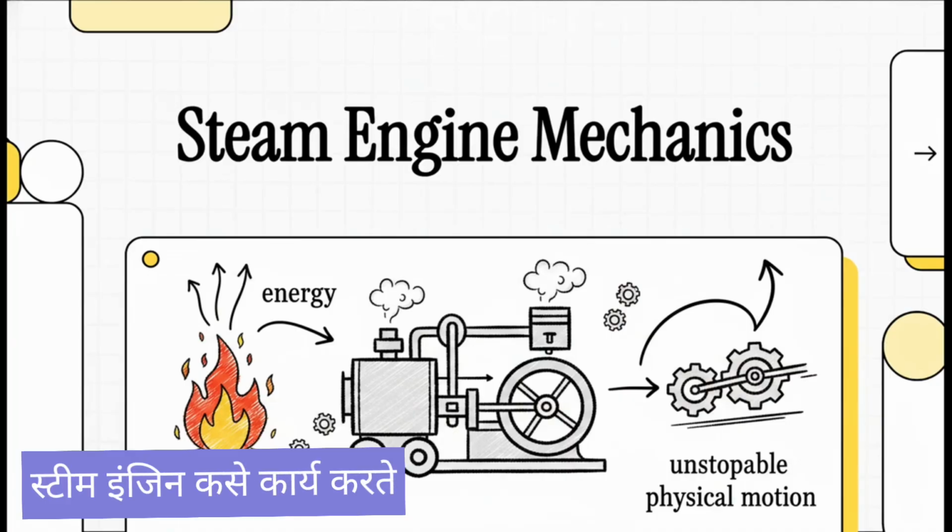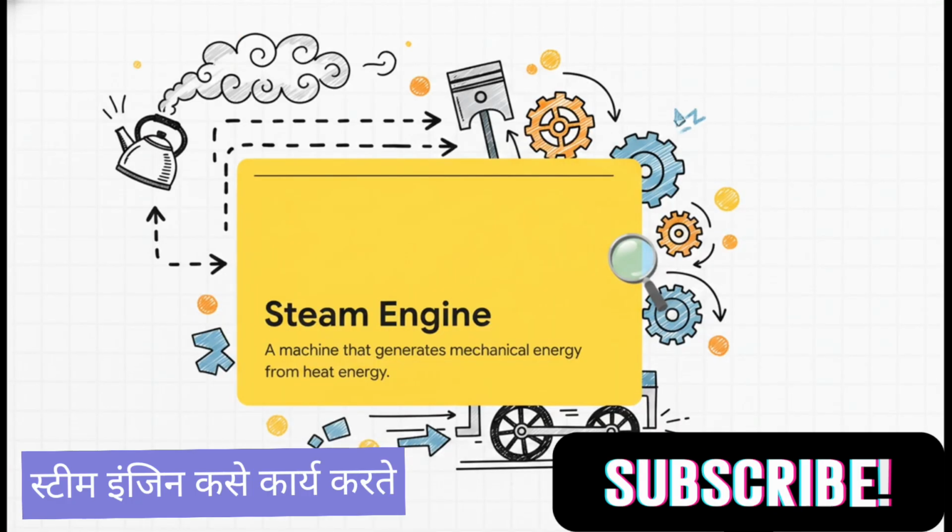Welcome to This Explainer. Today, we're going on a seriously fascinating journey. We're going to trace the path of energy, literally watching it transform from raw fire into, well, unstoppable physical motion. Our mission here? To completely demystify one of the most absolute game-changing inventions in all of mechanical history, the steam engine. Okay, let's dive right into this.